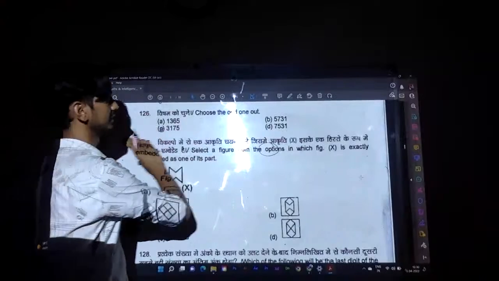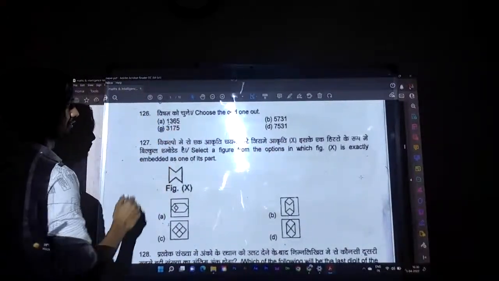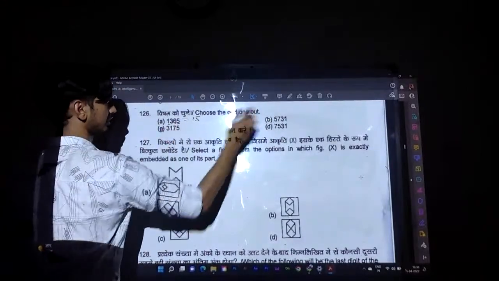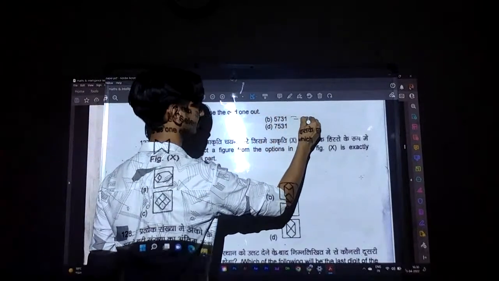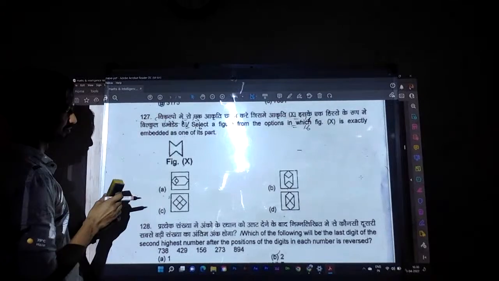In question number 26, you have to choose the odd one out. Okay, when you add every letter of this question, option A will become 15, but the rest of all the options will become 16. So the correct option will be option A.